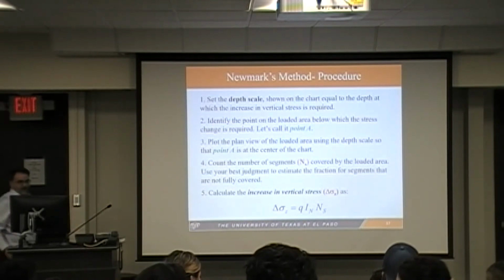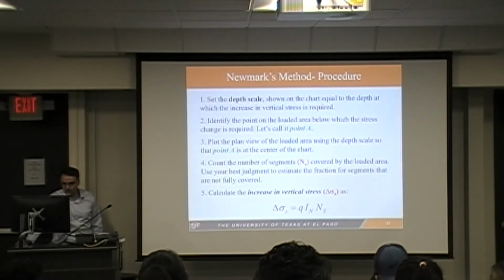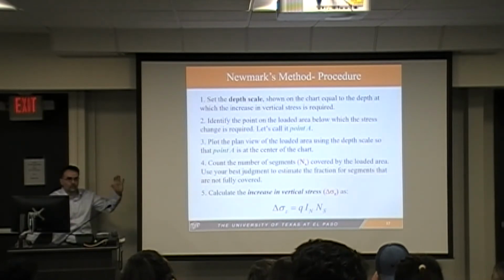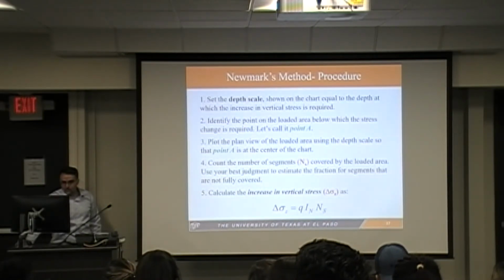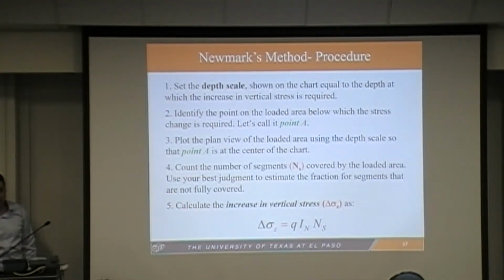All right, here's the process. Set the depth scale shown on the chart equal to the depth at which the increase in the vertical stresses is required. The second step is to identify the point on the loaded area below which the stress change is required. Remember that point A could be at the corner, could be in the middle, or could be somewhere outside. Plot the plan view of the loaded area using the depth scale, and ultimately count the number of segments covered by that rescaled geometry. So that's basically what we want to do. In that general form of the equation, the only thing that you don't know is the n sub s, or the number of segments, and the rest of it is very simple and straightforward.